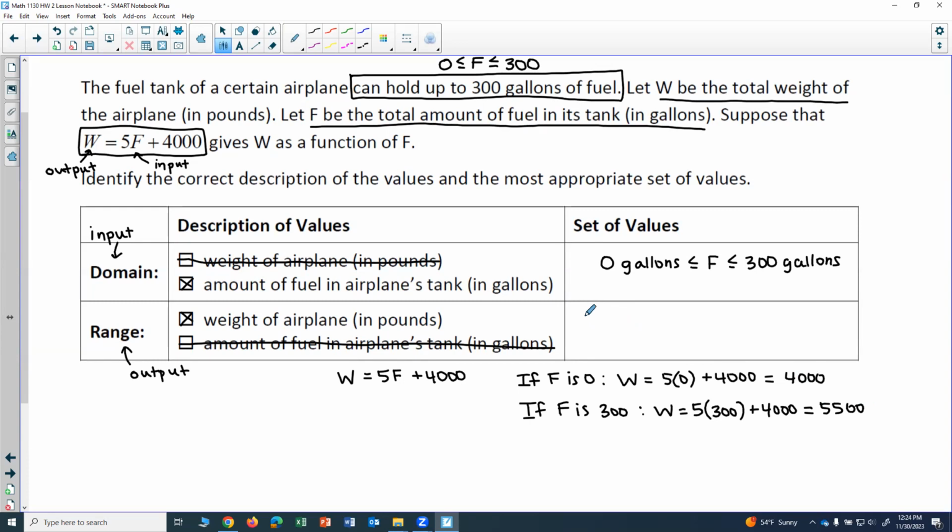And so I would have 4,000 pounds is less than or equal to W, which is less than or equal to 5,500 pounds. And you may need to write that in a sentence. You may need to say the weight of the plane is between 4,000 and 5,500 pounds, inclusive of those endpoints.